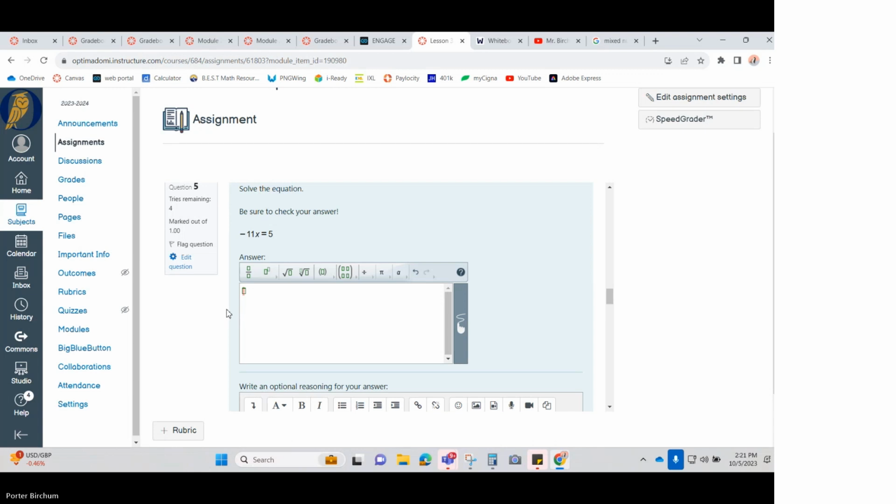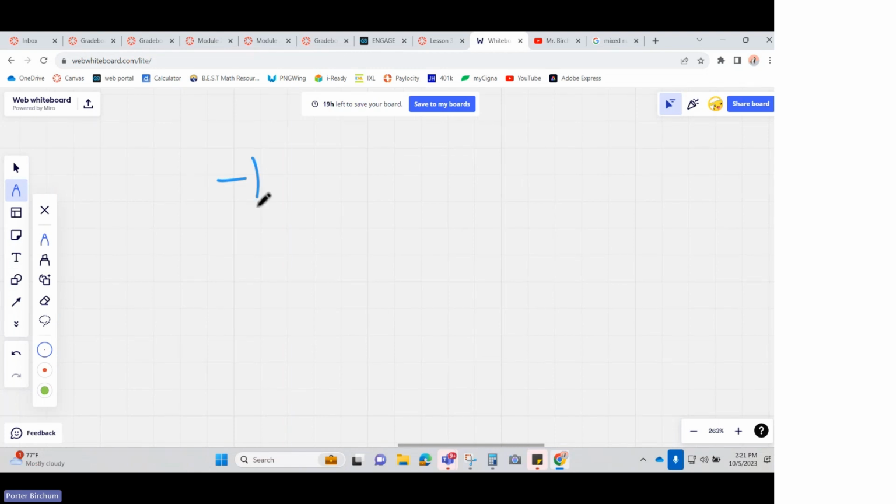Okay, -11x equals 5. What does it mean when I have a number right next to a letter? Yes, it means we are timesing. So here I have a negative 11 times x. What is the inverse operation of timesing? Yeah, it's dividing. So I'm going to divide by negative 11.